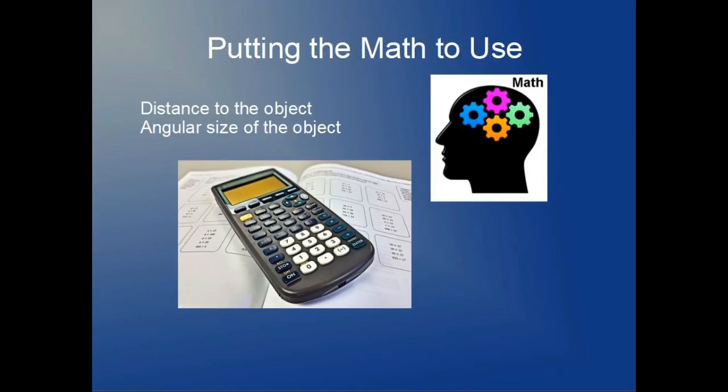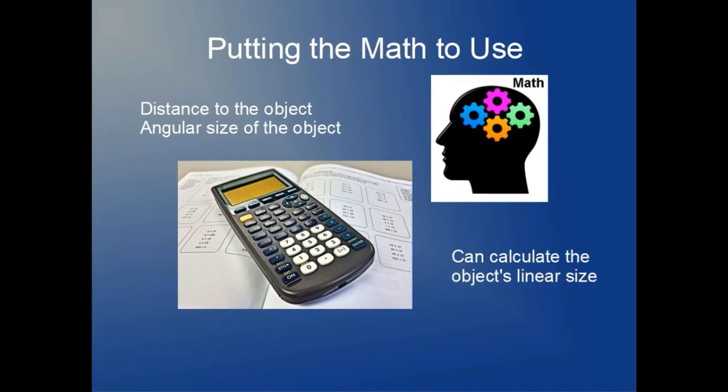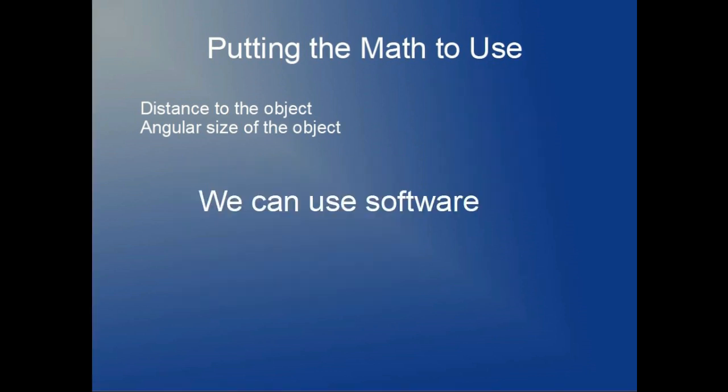Putting all that together, we can say that if we know the distance to an object and the measured angle for that object, and we remember the appropriate math formula, and we have a calculator that has a sine function and/or a pi function, we can calculate the linear size of the object. Or we can use software to do the job for us, in which case we won't have to remember the math.